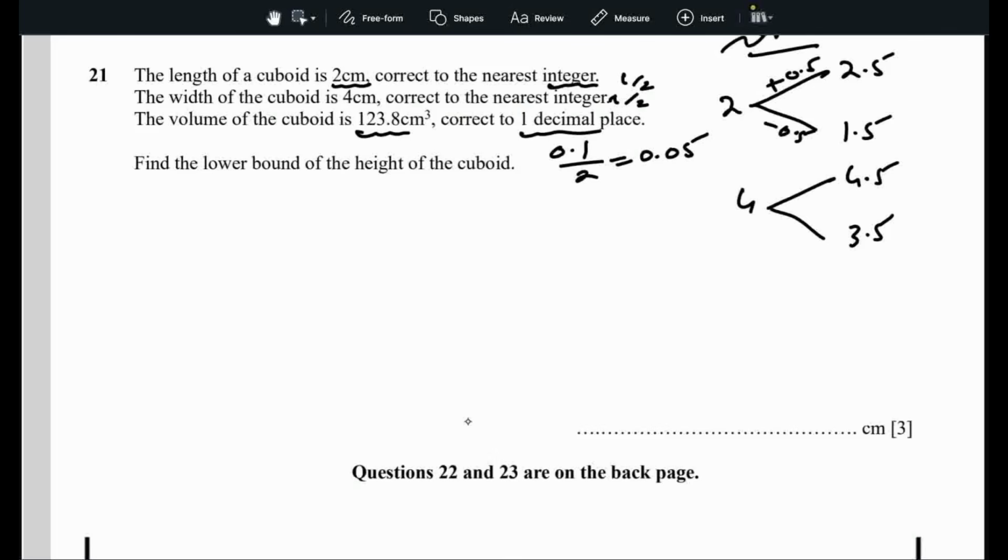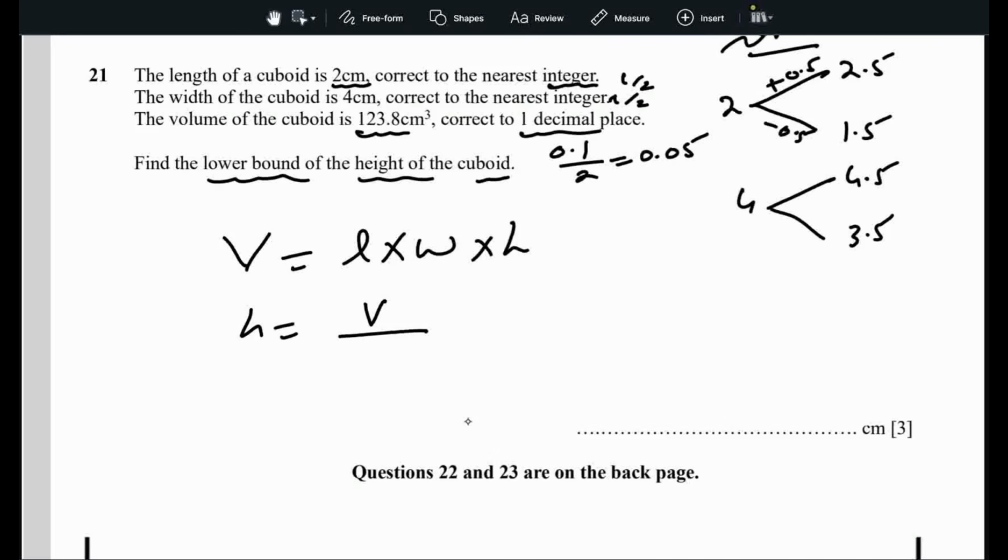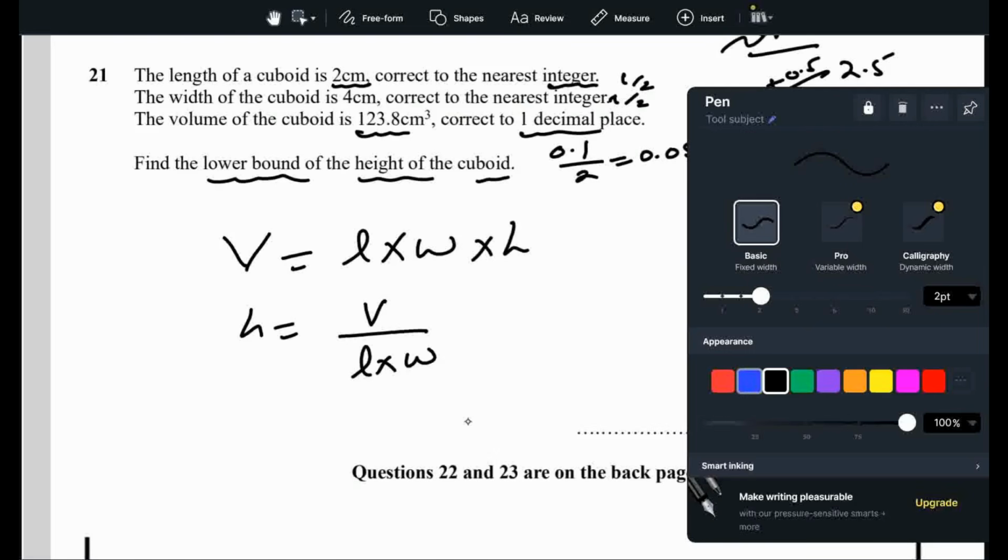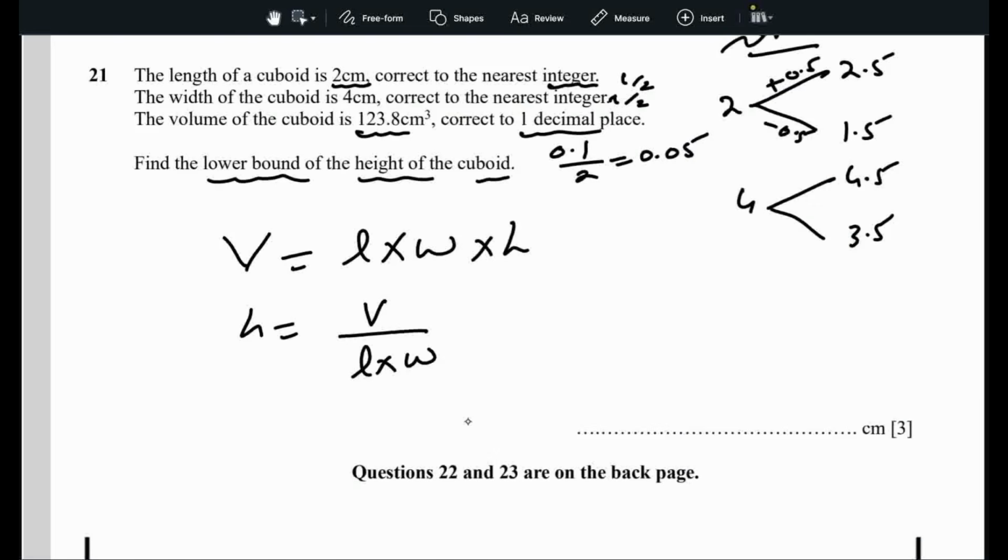Find the lower bound of the height of the cuboid. We know that volume is equal to length multiplied by width multiplied by height. If we rearrange the formula, height will be equal to volume divided by length multiplied by width. To find the lower bound of the height, we have to use the lower bound of the volume and the upper bound of the length and the upper bound of the width.